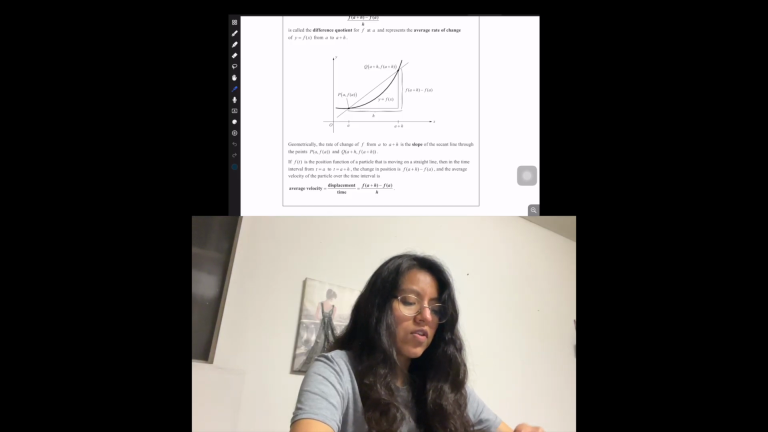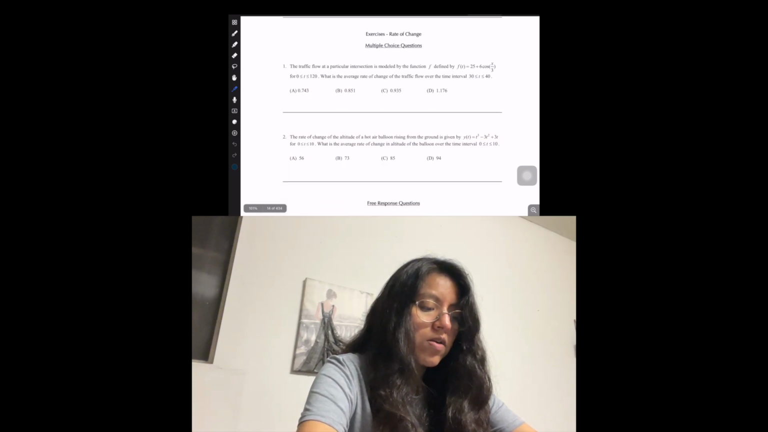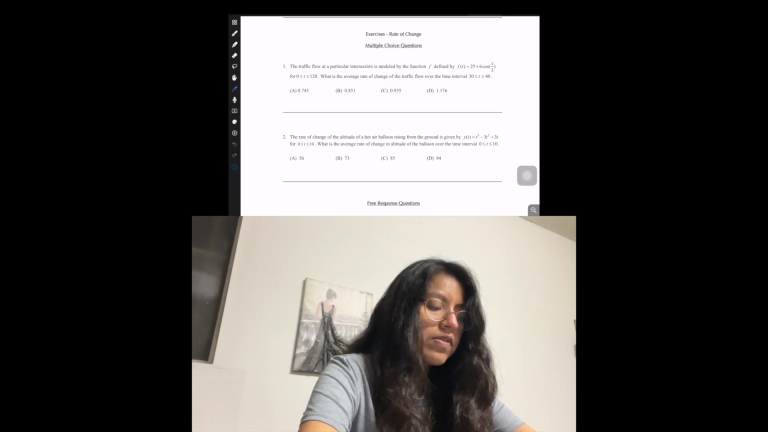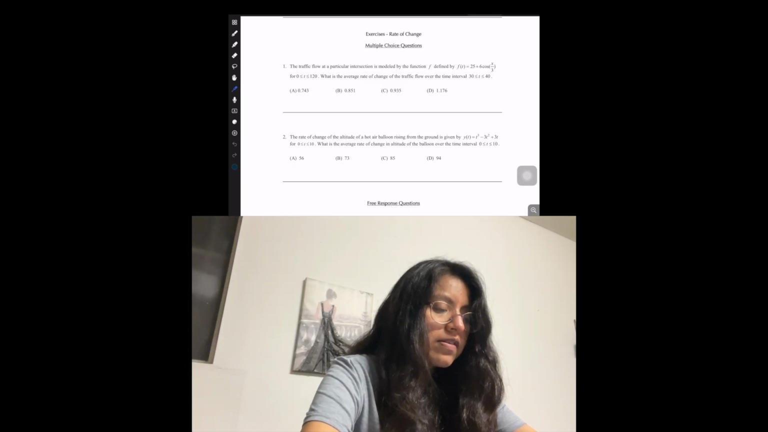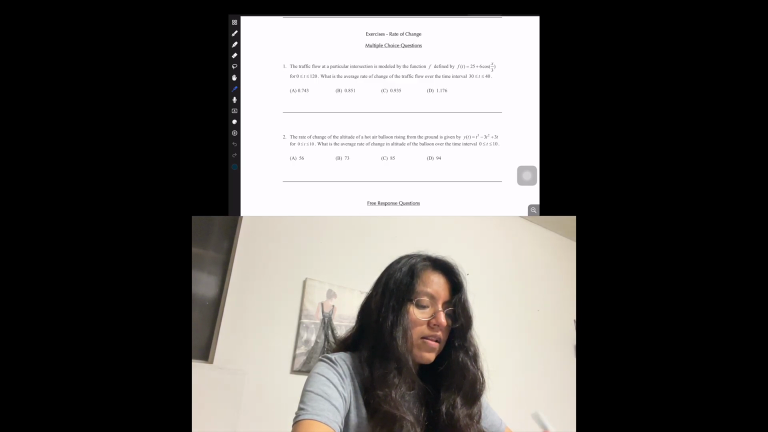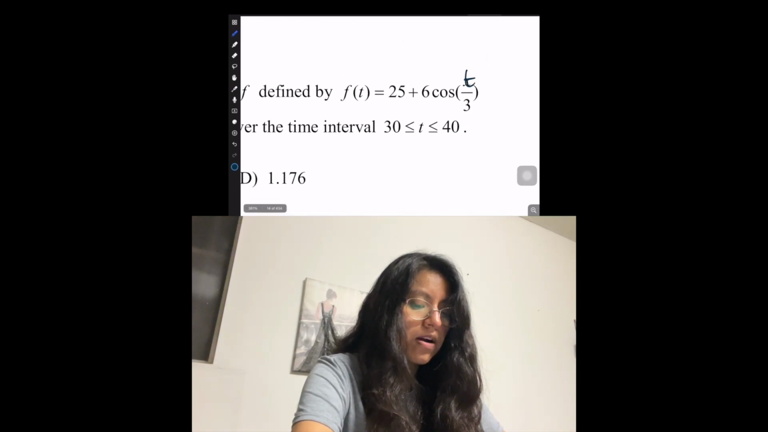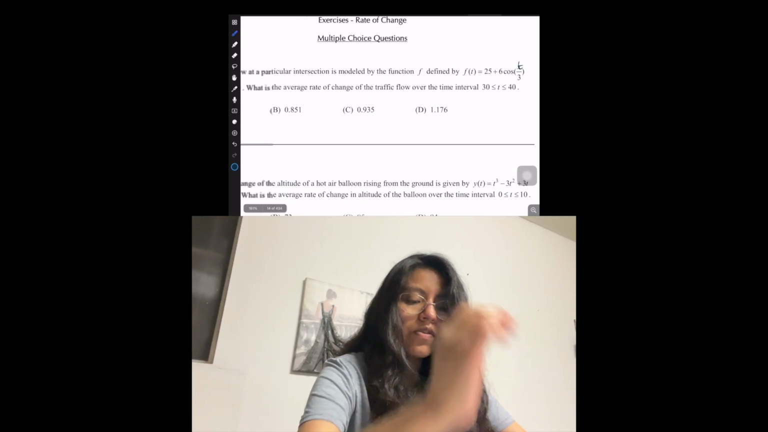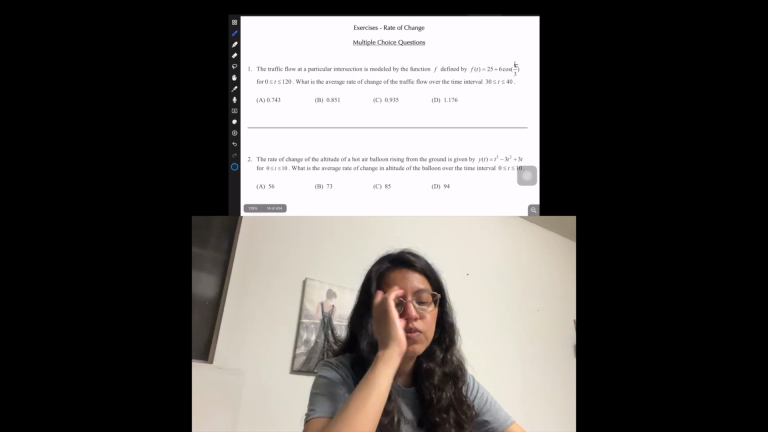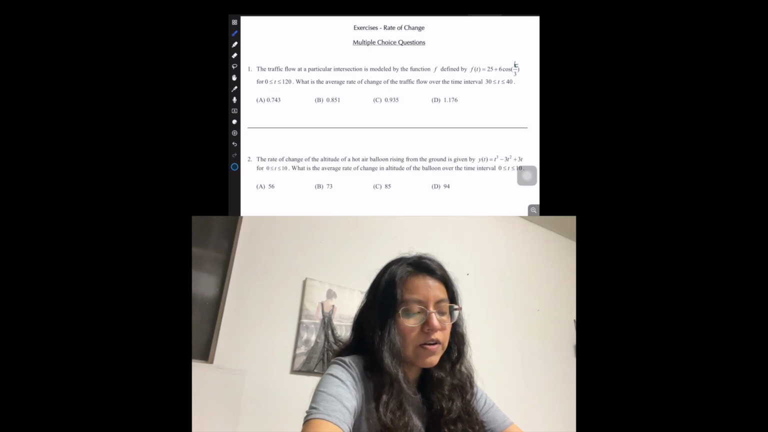All right, so then let's solve some problems. Question 1. The traffic flow at a particular intersection is modeled by the function f, defined by f of t equals 25 plus 6 cosine x over 3. I'm pretty sure they meant to put t instead of x, so that's a typo on their part. For the interval 0 to 120, what is the average rate of change of the traffic flow over the time 30 is less than or equal to t is less than or equal to 40?